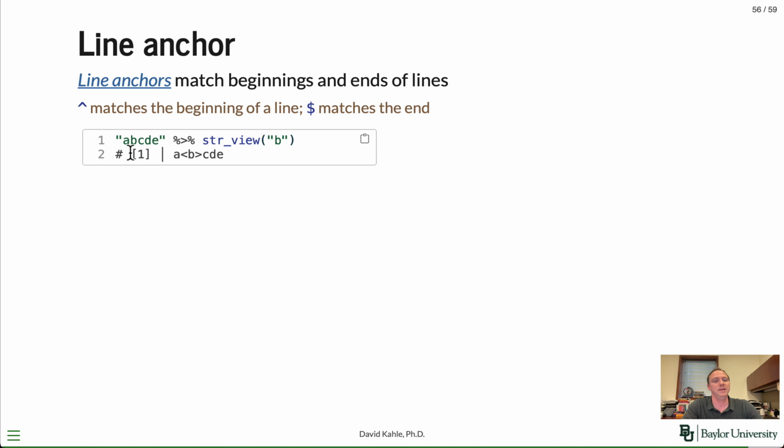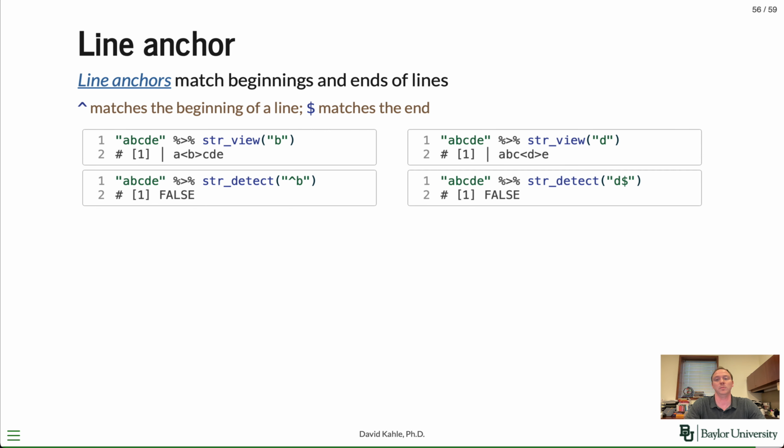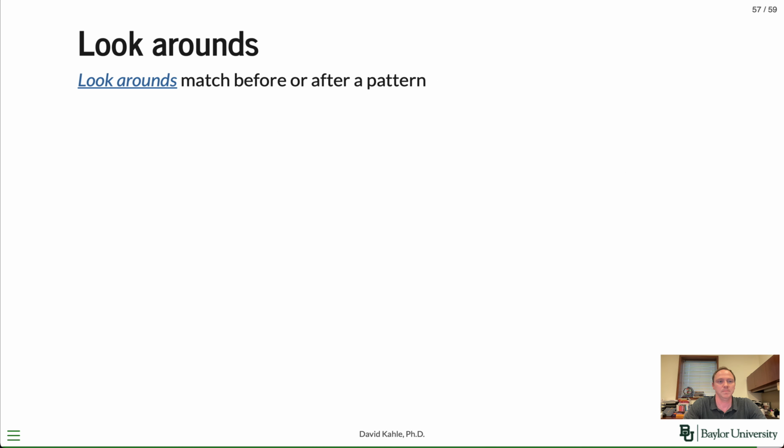Here's an example. A, B, C, D, E. If I say, show me the B, it happens here in the second position, okay? But if I say caret B, that's looking for the beginning of the line followed by a B, and that is not matched. Similarly, if I want the D, I would match just the D. If I want the D followed by the end of the line, the $ sign is going to follow it at the end.